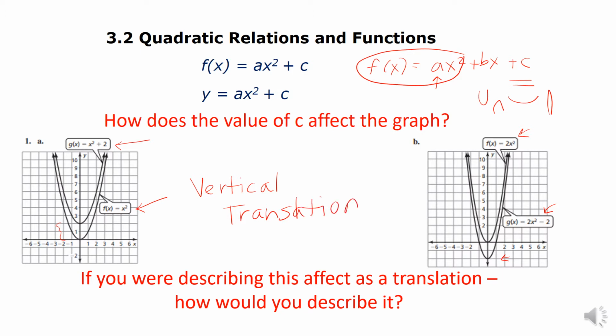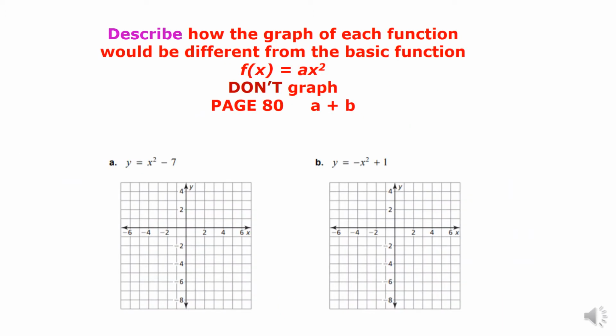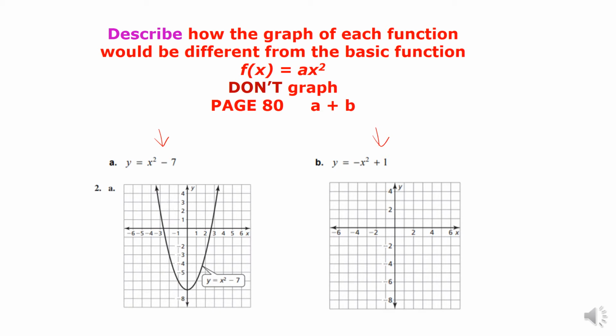Okay, so it's a vertical translation. When it's plus, it's up 2, and when it's negative, it's down 2. So describe how the graph of each of these functions would be different from the basic function. Don't graph them, just look at it. Okay, now see how you did. If you look at 2a, it's the same as the basic function, but it's moved down 7.